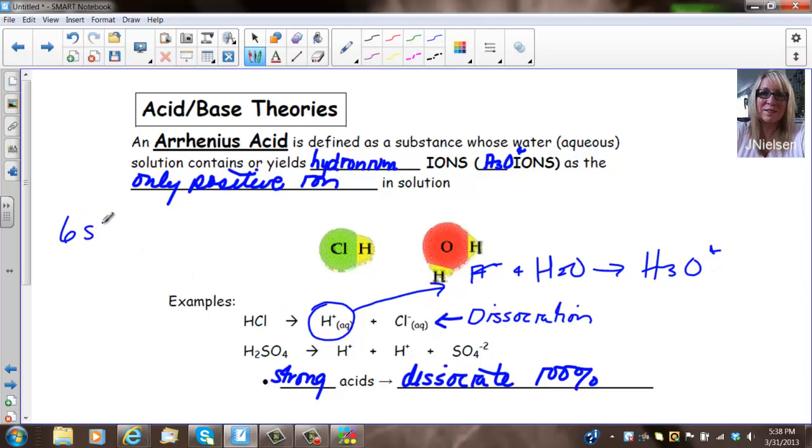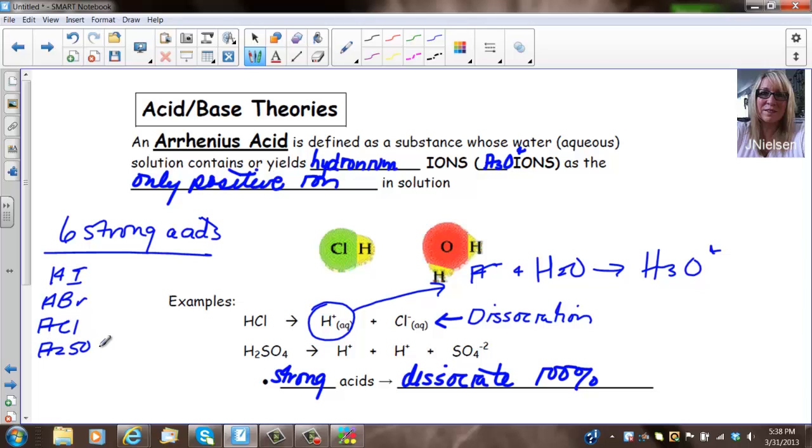And there are 6 strong acids. You don't have to memorize them at this level, but if you're taking the next level class, you will have to know them. So we have HI, HBr, HCl, H2SO4, HNO3, and HClO4. Those are the 6 strong acids. All of them dissociate 100%.